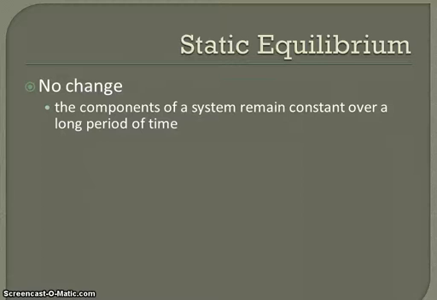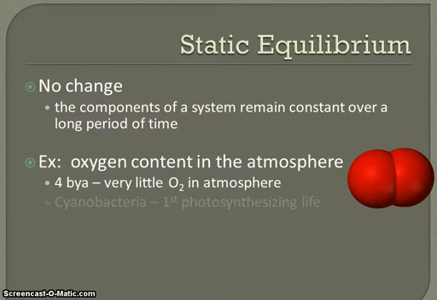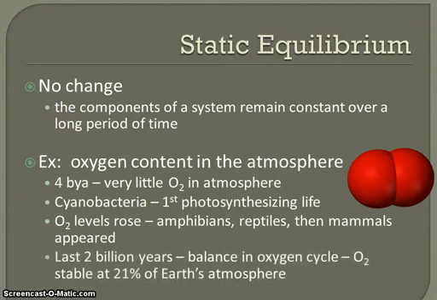Now, sometimes we see what is called static equilibrium. We don't see that fluctuation. We see a constant equilibrium over time. One example would be the amount of oxygen in the atmosphere. Now, today we have a set amount of oxygen. It has changed over the history of Earth. 4 billion years ago, we had very little oxygen. Then we had cyanobacteria, which were our first photosynthesizing life that released oxygen. Over time, our oxygen levels rose. We started seeing amphibians, reptiles, and then mammals. And then over the last 2 billion years, we've reached a static equilibrium of oxygen. We now have 21% of Earth's atmosphere as oxygen.